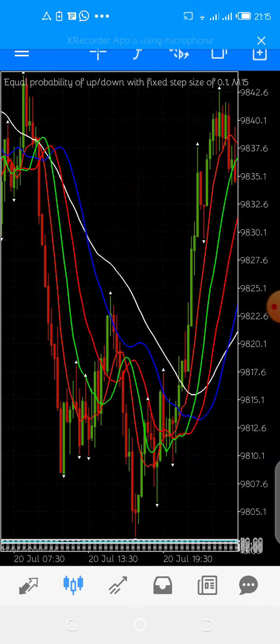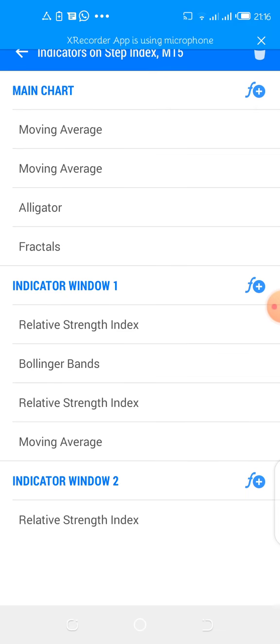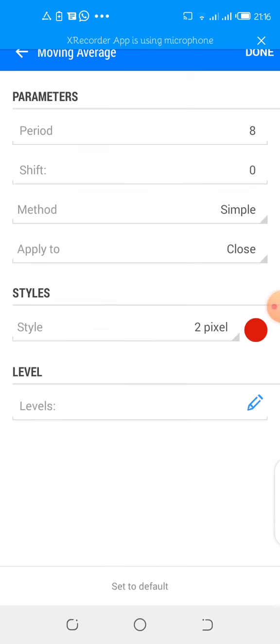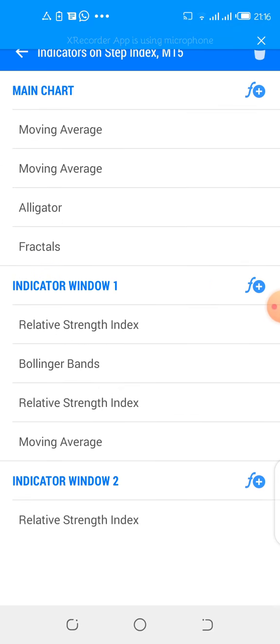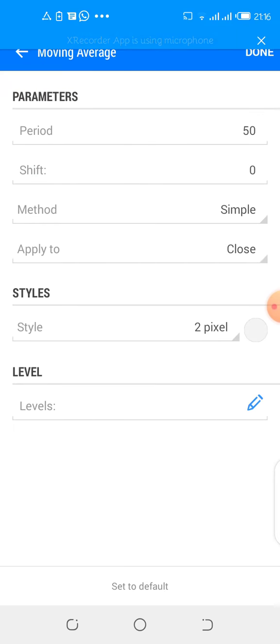Very simple, just two indicators. The white line that you're seeing is moving average 50, just to give me the general trend of what is happening in the market, but the truth is I'm just using two indicators. So here we are, it's just the main window. The first one is moving average 50, method simple, apply to close, whatever color that you want.